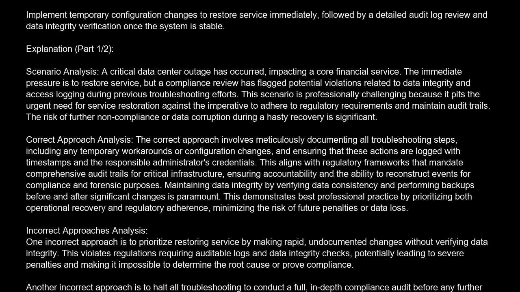Incorrect approach analysis. One incorrect approach is to prioritize restoring service by making rapid, undocumented changes without verifying data integrity. This violates regulations requiring auditable logs and data integrity checks, potentially leading to severe penalties and making it impossible to determine the root cause or prove compliance. Another incorrect approach is to halt all troubleshooting to conduct a full, in-depth compliance audit before any further action.